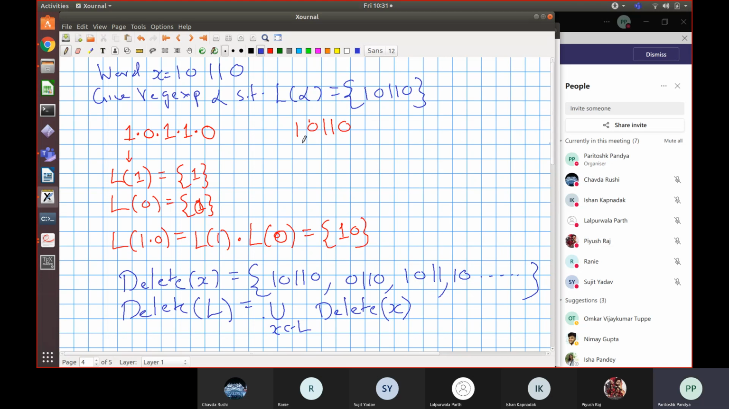So what are the kind of words that you can get in delete of x? In place of one, a 1 may occur or may not occur, right? So how do we write an expression to recognize the pattern one may occur or may not occur? Epsilon plus 1, optionally a 1. After that we have a 0 which may or may not occur in my delete. So I can concatenate this with epsilon plus 0, right?